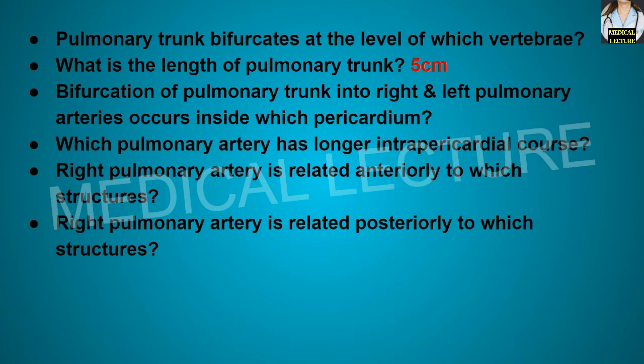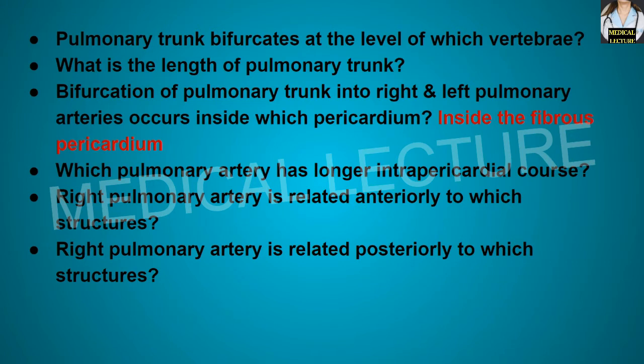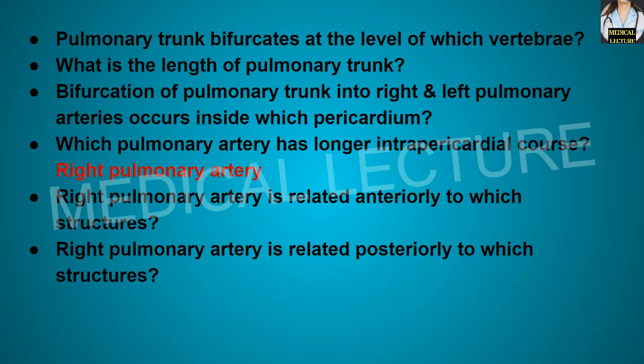Bifurcation of the pulmonary trunk into right and left pulmonary arteries occurs inside which pericardium? So it occurs inside the fibrous pericardium. Which pulmonary artery has longer intrapericardial course? So right pulmonary artery has the longer intrapericardial course.